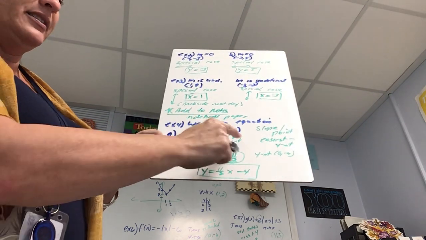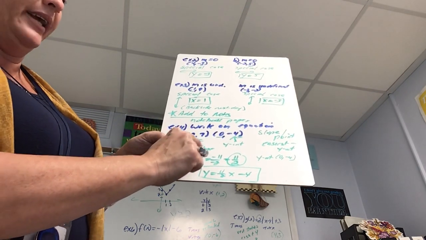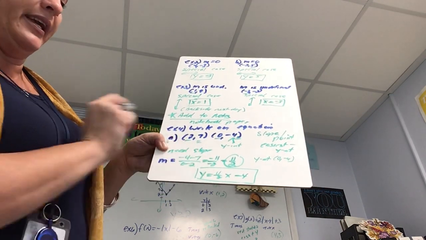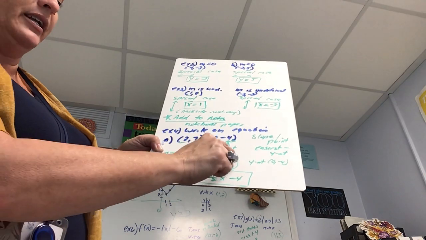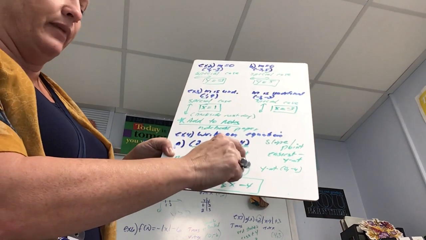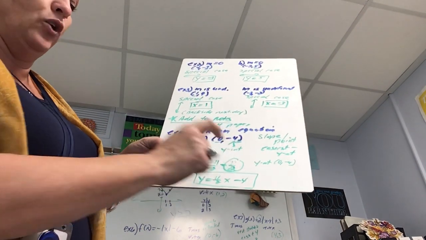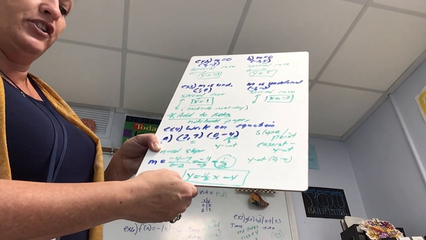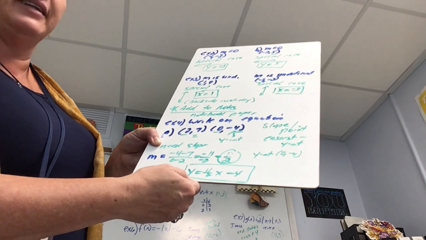Single underline your x's, double underline your y's. -4 minus 7 is -11. 0 minus 2 is -2. A negative over a negative is a positive. So I have my slope. Do you have slope? Do you have y-intercept? You do. So the equation of my line is y equals 1/2 x minus 4.